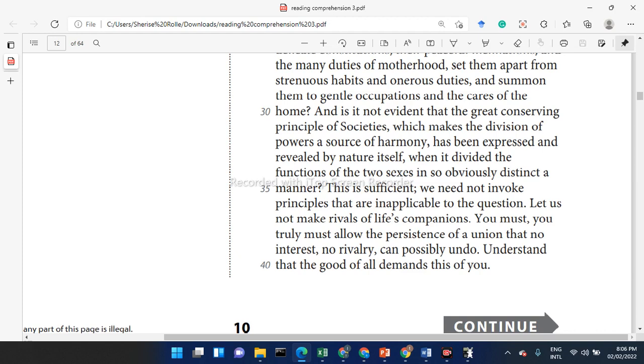And is it not evident that the great conserving principles of societies, which makes the division of the powers a source of harmony, has been expressed and revealed by nature itself, when it divided the function of the two sexes in so obviously distinct a manner? This is sufficient. We need not invoke principles that are inapplicable to the question. Let us not make rivals of life companions. You truly must allow the persistence of a union that no interest, no rivalry can possibly undo. Understand that the good of all demands this of you.